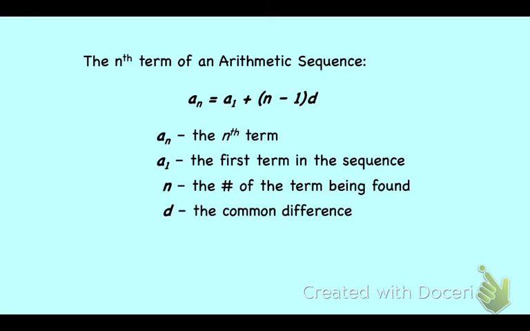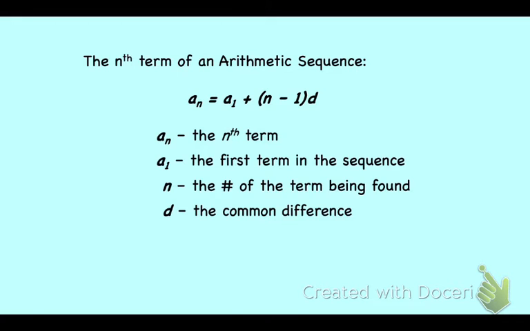So a sub n is the nth term. A sub n is a term. N, I'm going to skip to the n because the n is in both, is the number of that term. Okay. So a sub 6 is what term? Sixth term. A sub 1 is the first term in the sequence. Okay. Again, it's the first term in the sequence.